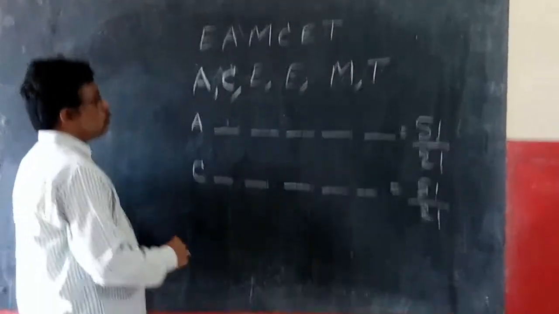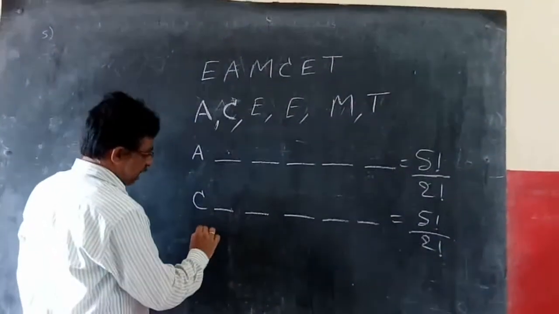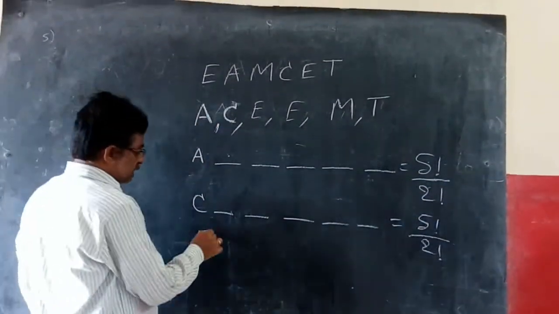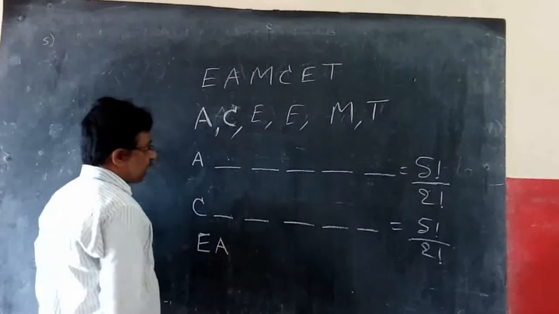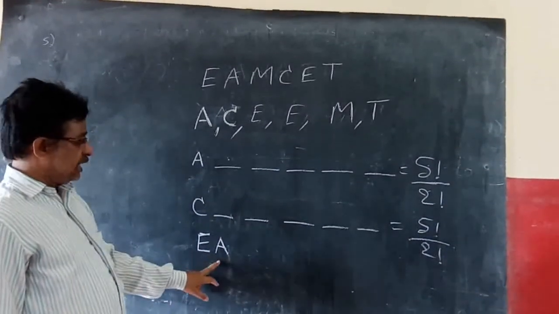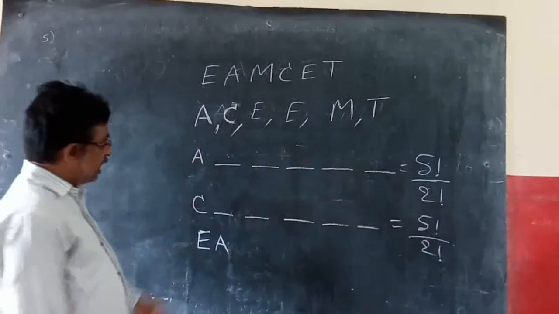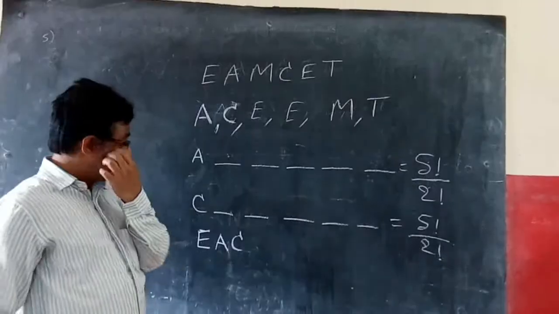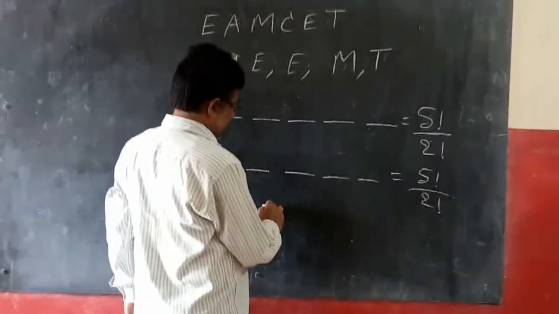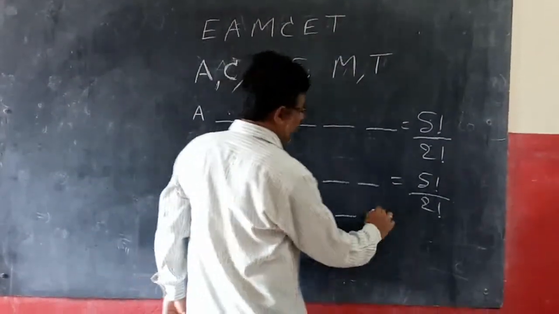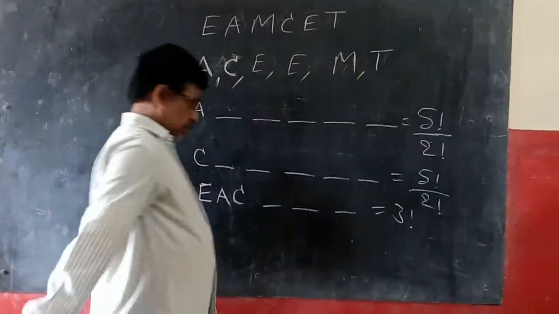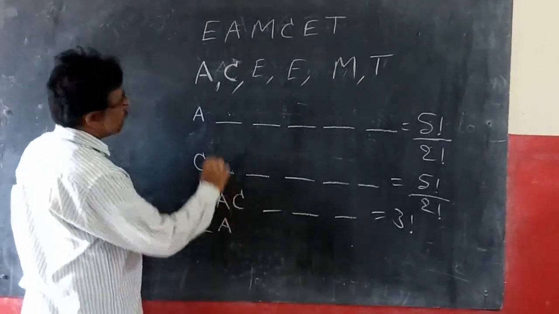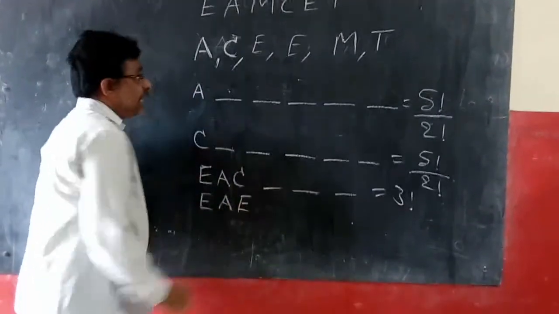Now coming to the next, we need to be careful because we need the word starting with E. After E, in dictionary order, A will come. Next after A, C will come: E, A, C. But we need E, A, M, not E, A, C. So how many words will be formed with E, A, C? The remaining 3 places can be filled in 3 factorial ways. Next, after C in the dictionary order, E will come: EAE also.